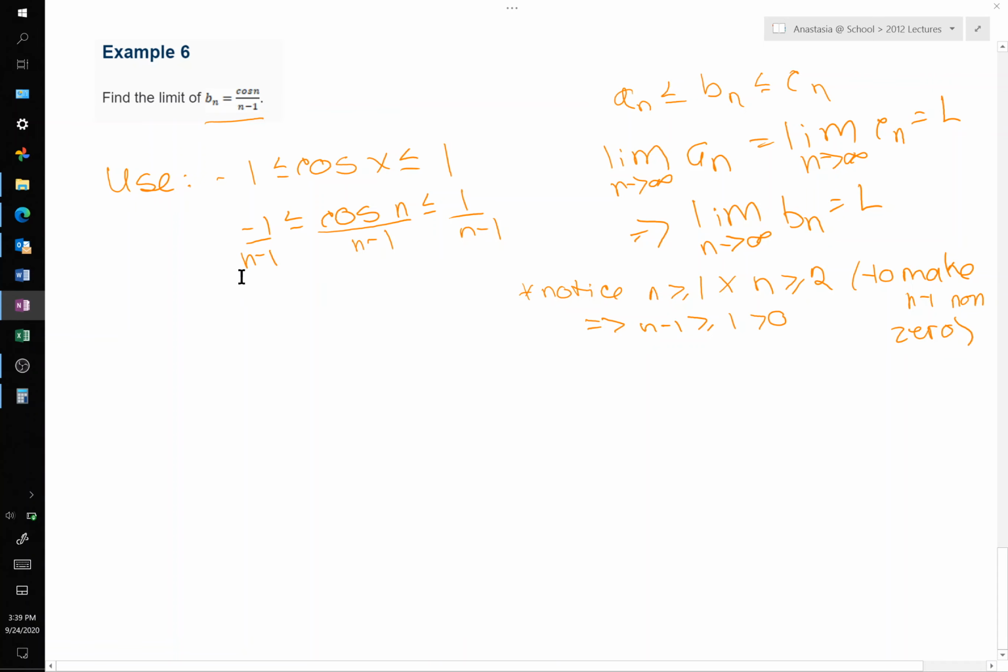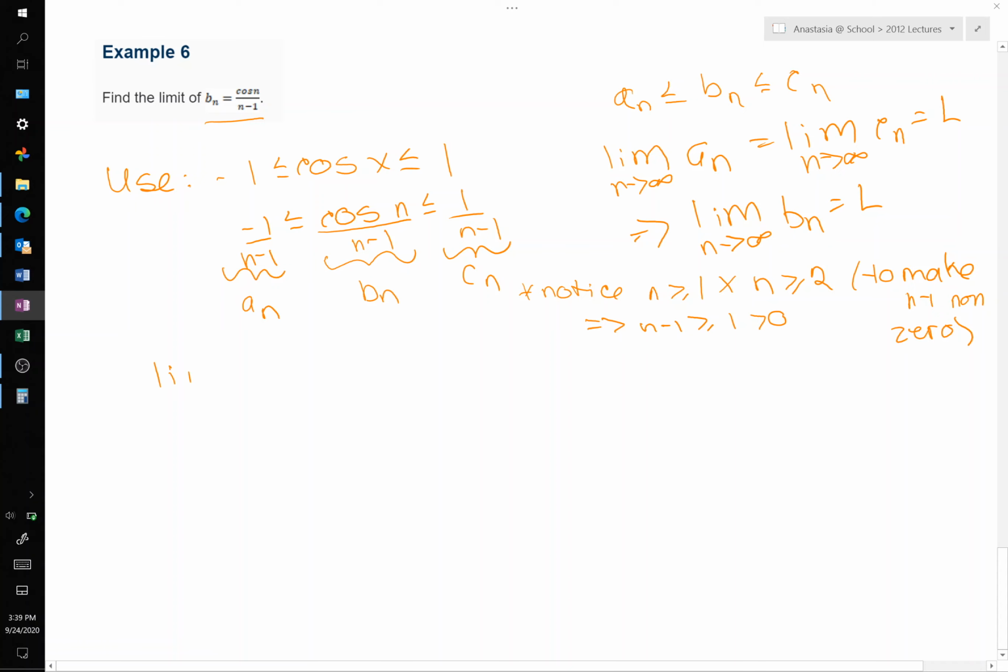So we divide through by n minus 1. We have -1 over n minus 1 is less than or equal to cosine of n over n minus 1, which is less than or equal to 1 over n minus 1. Notice what we have in the middle here is the given sequence. So this would probably be a good choice for AN, and this would be a good choice for CN.